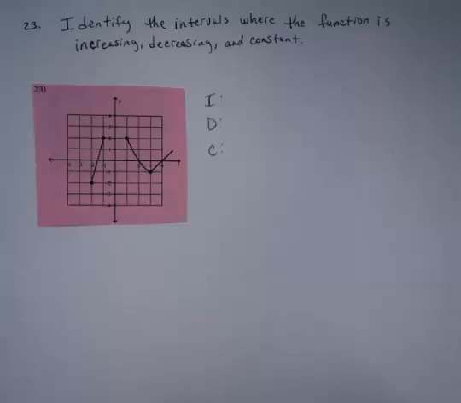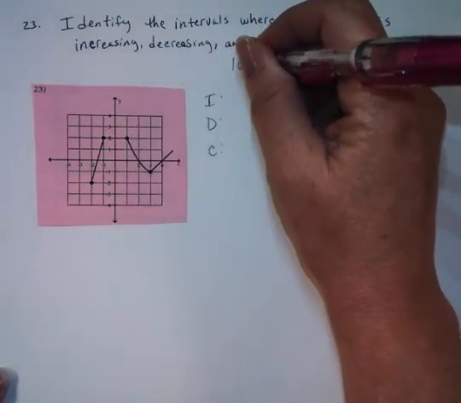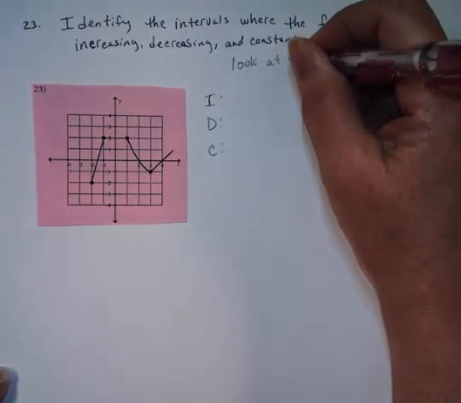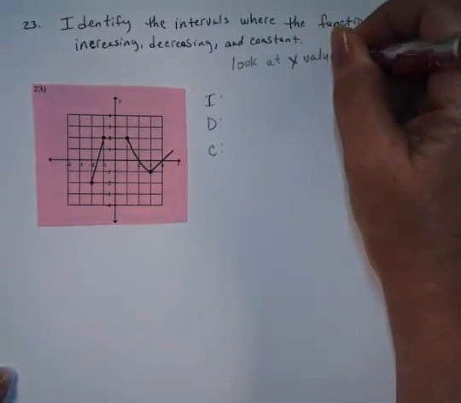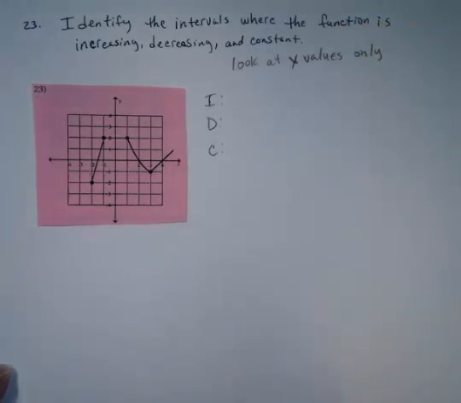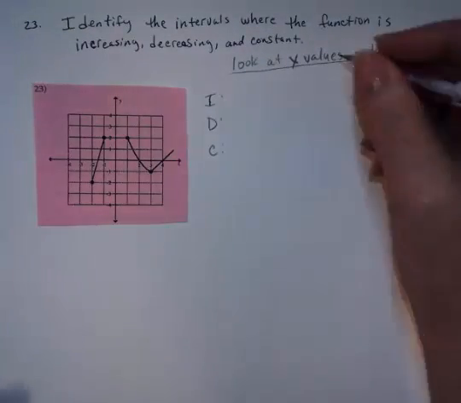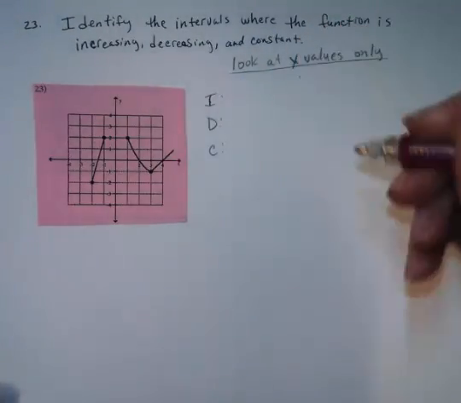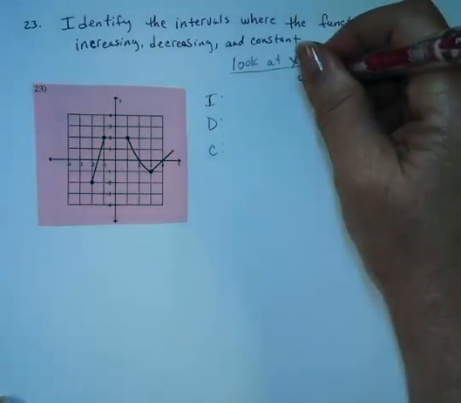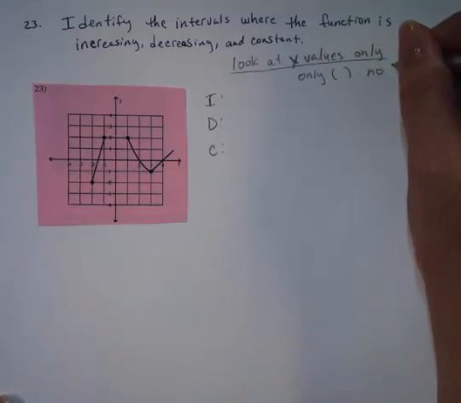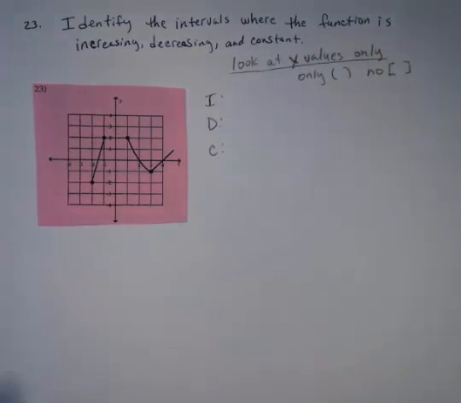Now remember, the main thing that we have to remember is that we look at x values only. We're not looking at the y value, we're looking at x values only. The other thing is that we will always use only our parentheses, and we will not use brackets, okay? Only the parentheses, because we're doing an interval of where it's increasing and decreasing.